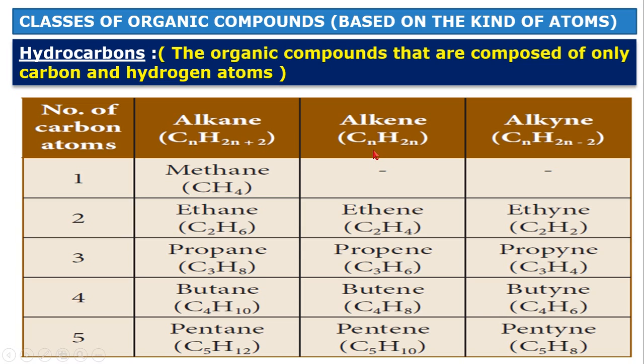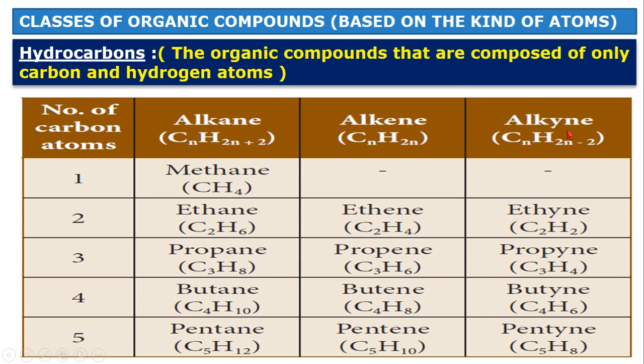In the place of n, we put 3. Number of carbon atoms 3 means C3H6. The name is propene. The number of carbon atoms 4 means C4H8, butene. In the place of n, we put 5. So, C5H10. The name is pentene.